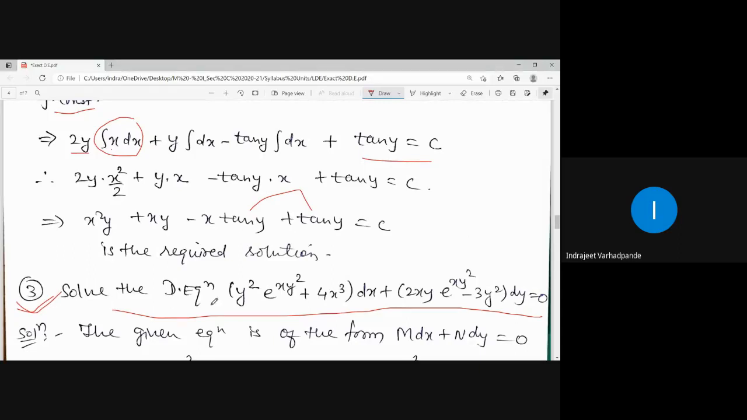Solve the differential equation: in brackets, y square into e to the power xy square plus 4x cube, whole multiplied by dx, plus 2xy into e to the power xy square minus 3y square, dy, is equal to 0. Solve the differential equation in this form.